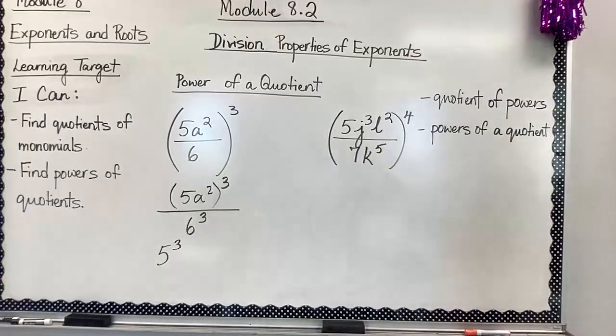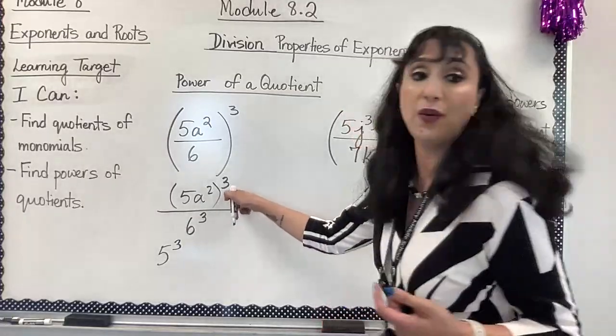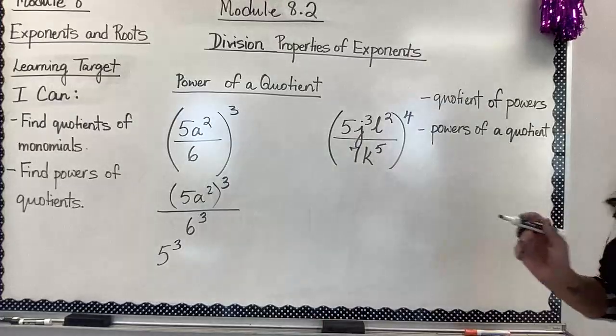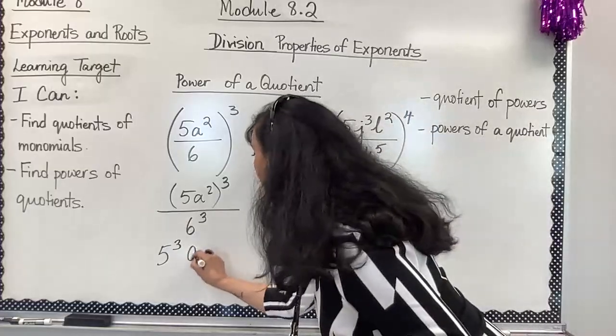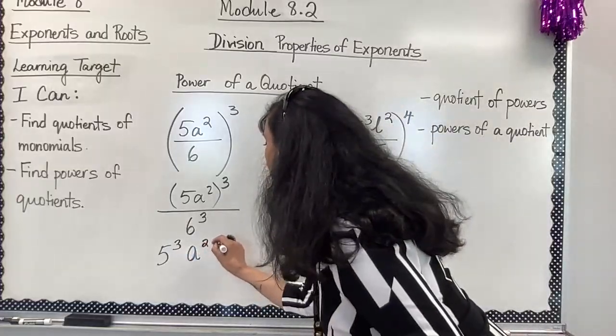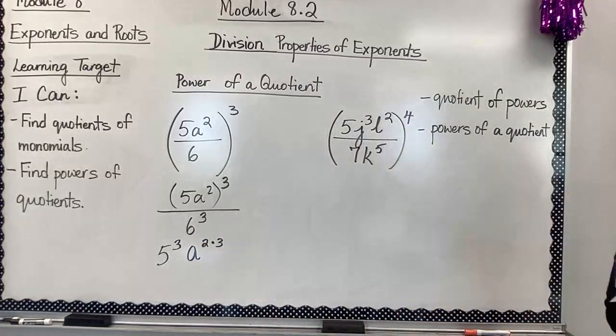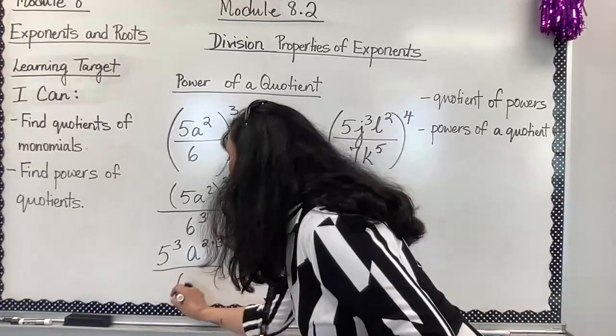And then since I have the a squared and the 3, what am I going to do? I'm going to do the a squared times 3. So a squared times 3. Because I'm using the power of a product and then power of a power property. Okay? Over 6 cubed.